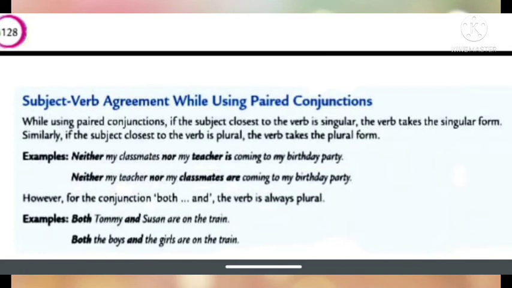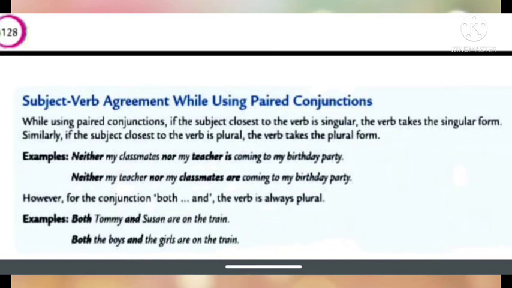Neither my teacher nor my classmates are coming to my birthday party. Classmates, the subject classmates, is it singular or plural? It is plural, right? So, we have already told that we have to check the subject which is close to the verb. And which is the verb in the sentence? Are. And which is the closest subject to are? It is classmates, right? So, classmates is plural. So, we had to use plural verb, that is are. Okay, so I hope you understood how we have to check the subject-verb agreement while using paired conjunctions.